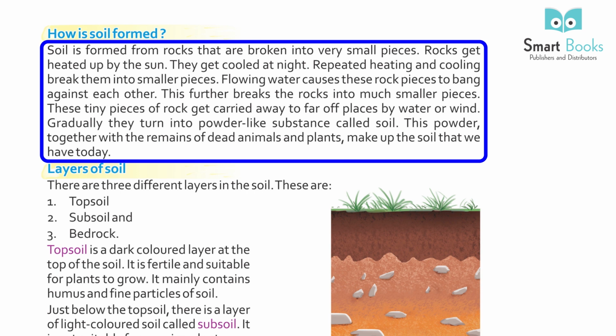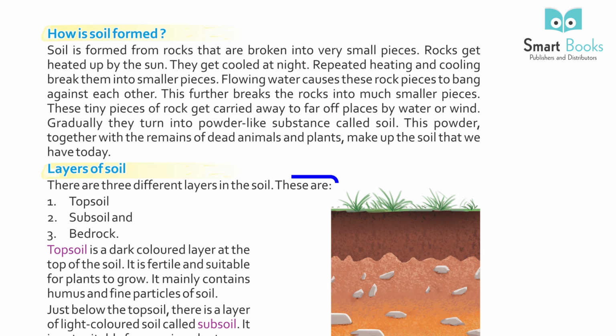These tiny pieces of rock get carried away to far off places by water or wind. Gradually they turn into a powder-like substance called soil. This powder, together with the remains of dead animals and plants, makes up the soil that we have today.